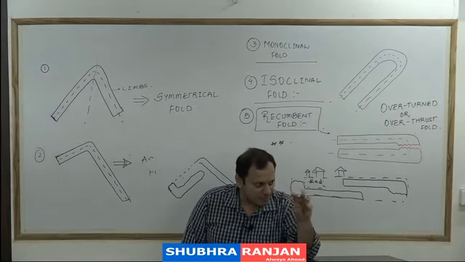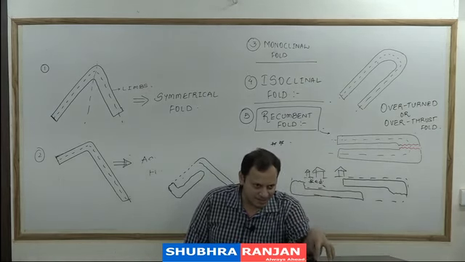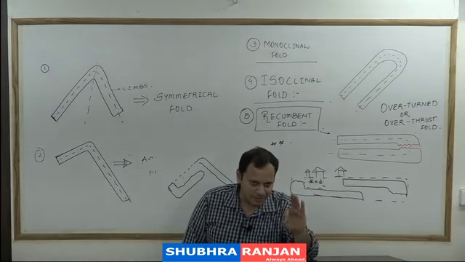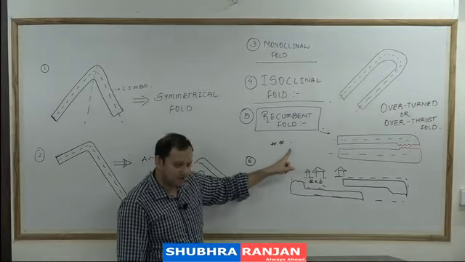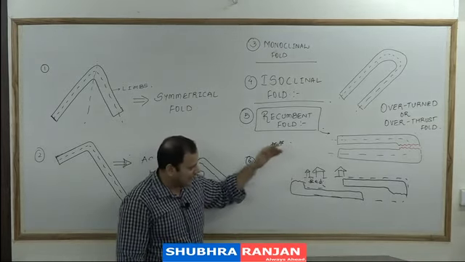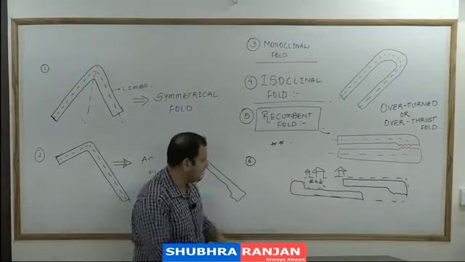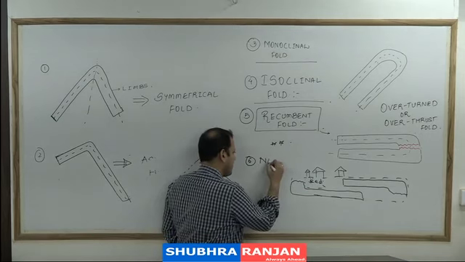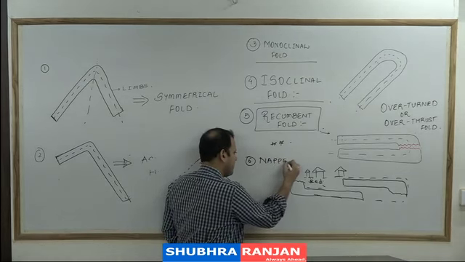So far, all that is understood is that in a nappe there is a breaking. The point where it breaks, that fold is known as an overthrust fold, and after breaking, if there is a displacement, then it is known as nappe.